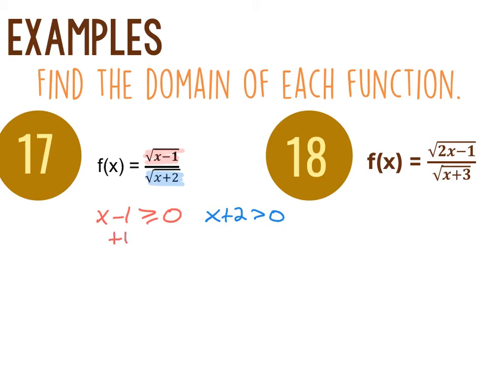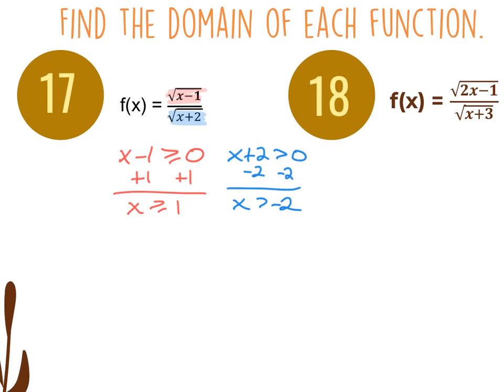So I'll add 1. X is greater than or equal to 1. And then this one I'll subtract 2, and x is greater than -2. I'm now going to graph both of these on the same number line. I'm going to put it in here least to greatest, so the -2 first. Actually, let's do this so I can distinguish the colors.